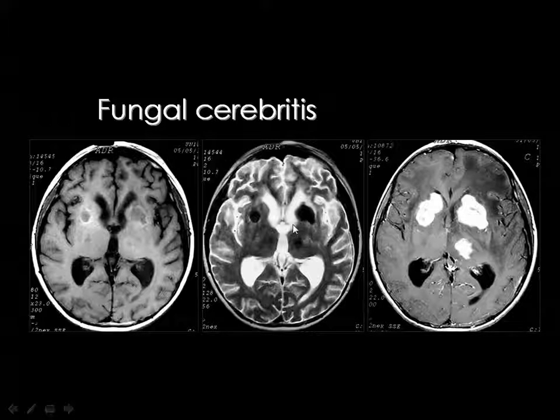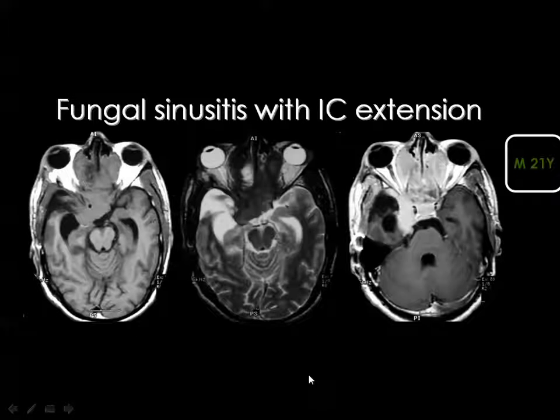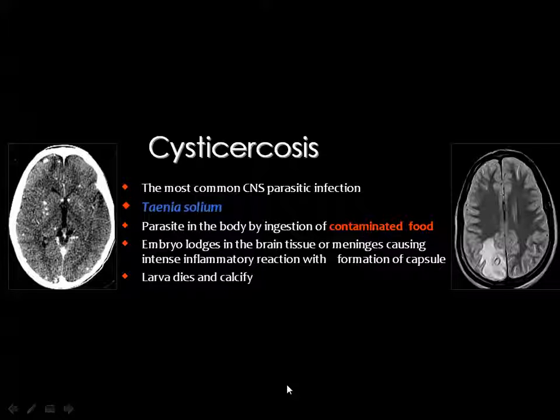The dark signal in the T2 weighted image is highly suggestive of fungal infection. And this is the case of fungal sinusitis that has extended intracranially. The T1 weighted images show intermediate signal, and the T2 weighted images show very dark signal of the fungus. And after contrast injection, you get evident contrast enhancement of the fungal lesions.